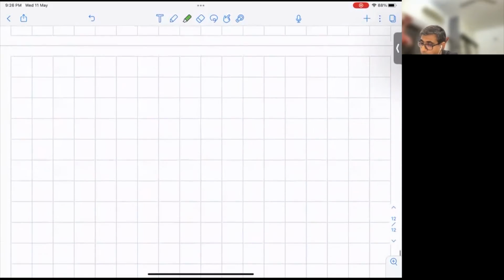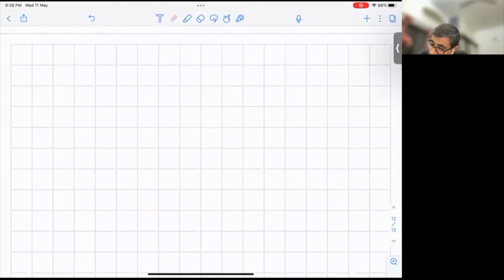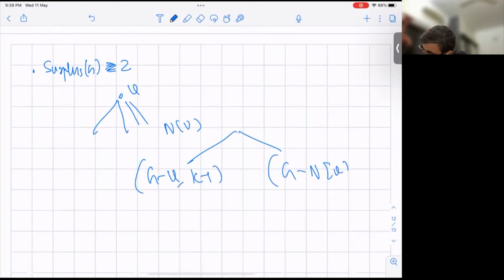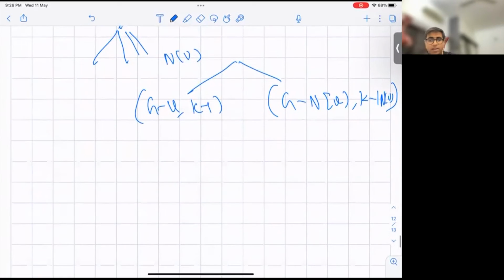Okay. So now we are in the step when surplus of G is greater than or equal to 2. And we just pick up any vertex V and we are branching into what? On one side, it is G minus V, K minus 1. On the other side, it is V, N minus V, K minus N of V. Let me do the second side and show you what gain we are able to achieve in this case.